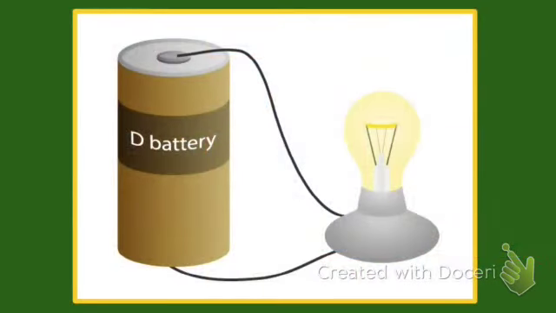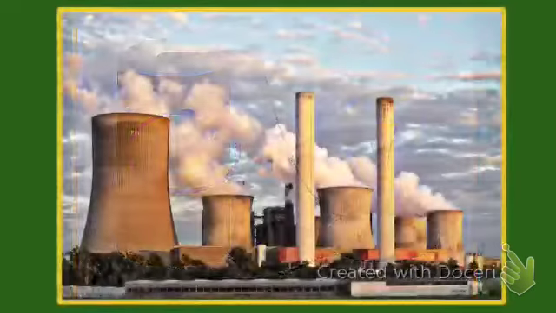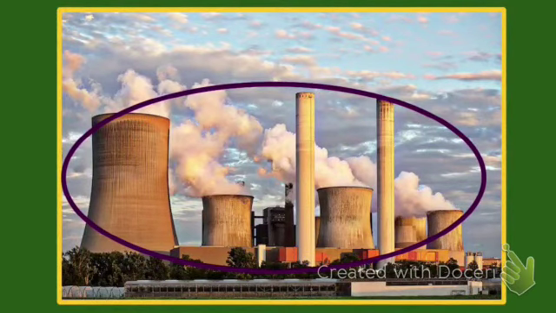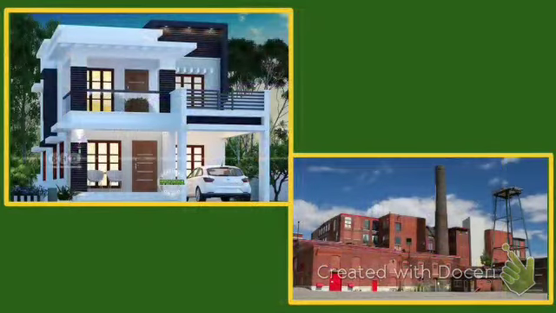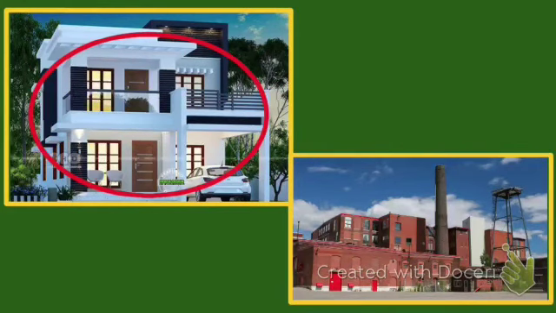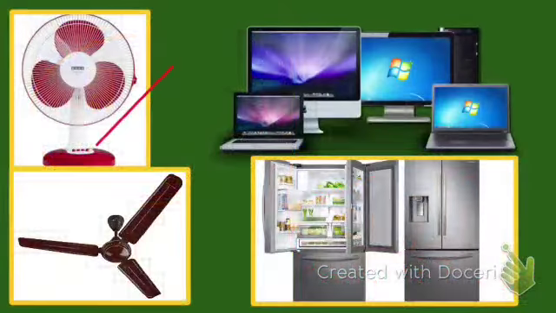Electrical energy. Electrical energy can come from batteries and power plants. Power plants burn fuel to make electricity for homes and factories. Fans, computers, refrigerators and other machines use electrical energy.